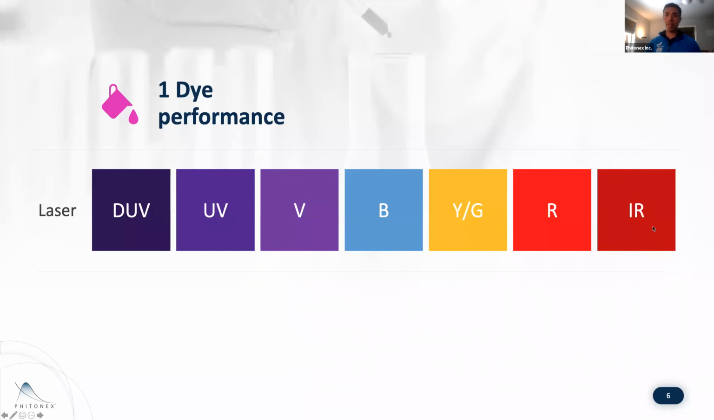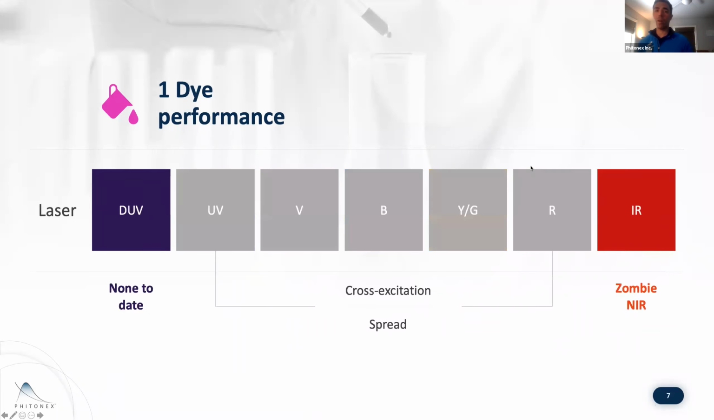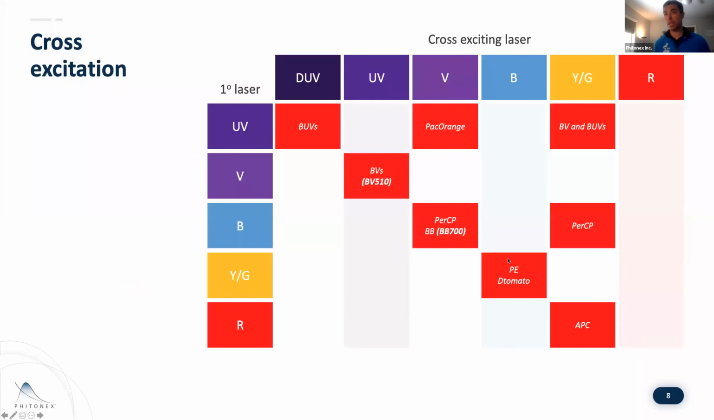So let's look at all 7 available laser lines. Like if we built an instrument, it had 7 lasers, right? This is where we would focus it. There's really not much going on right now off the deep UV. There's really none to date. Although I'll mention that a lot of the UV dyes very likely, at least from what we've seen, are putting a lot of signal into that, as you'd expect, a lot of spread in the deep UV. IR, there's really only this Zombie near IR dye, not a lot of work in the IR. And then we deal with cross excitation and spread really across UV, violet, blue, yellow-green lasers, and red. And really where we focus our attention has been that blue, yellow-green section, right?